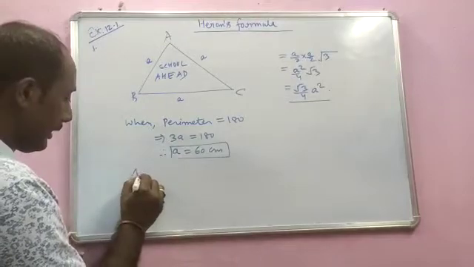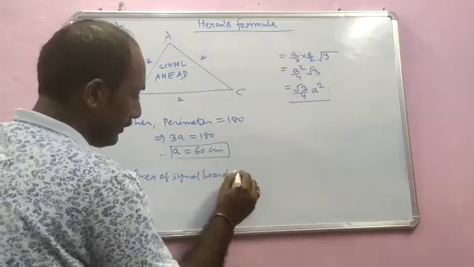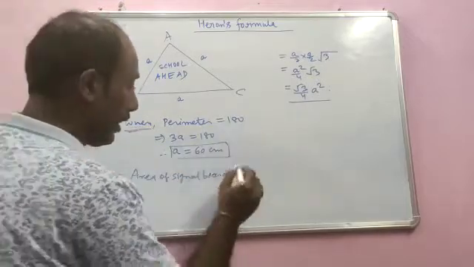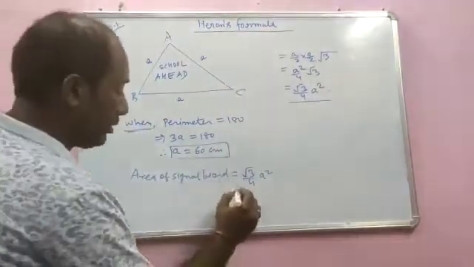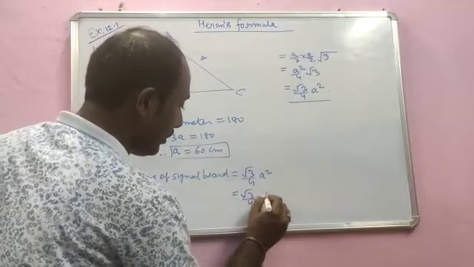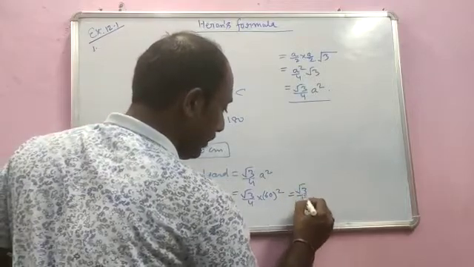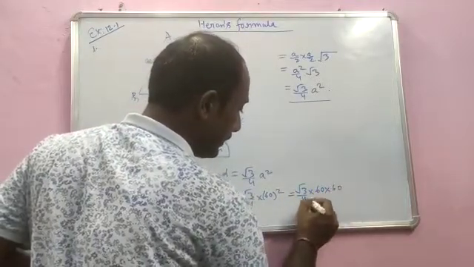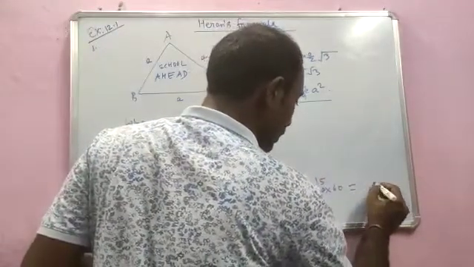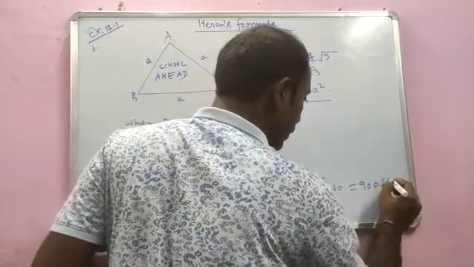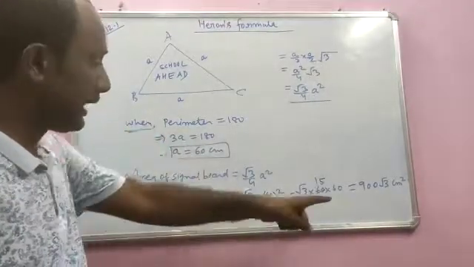So what will be its area? Area of signal board, when perimeter is 180, is root 3 by 4 a square. Just now we have proved it, we can use this formula now. So this will be equal to root 3 by 4 into 60 square, which is root 3 by 4 into 60 into 60. So this will get cancelled 15 times: 15 times 4 is 60. So this will be equal to 15 times 60, which is 900. 900 root 3 centimeter square will be the answer for this second part of the question.